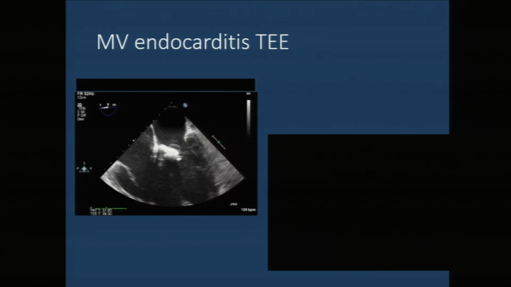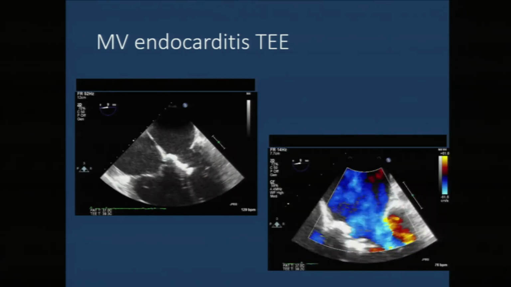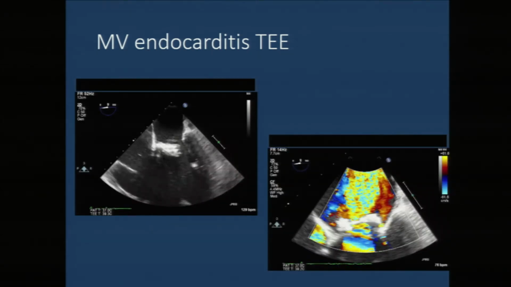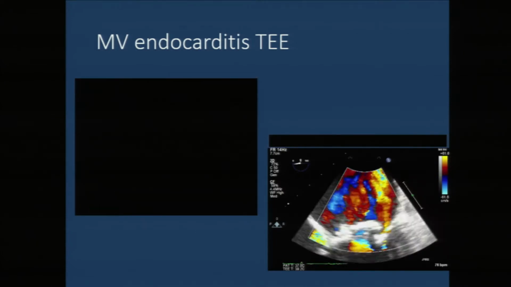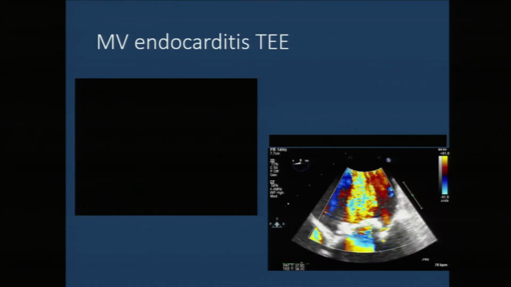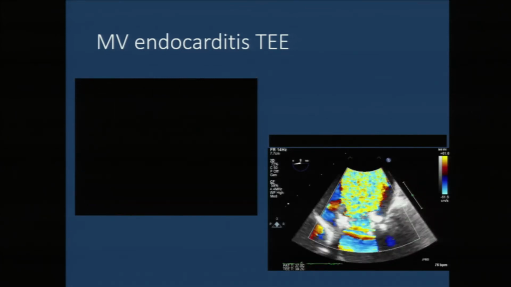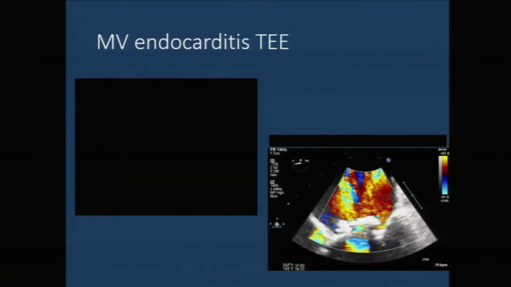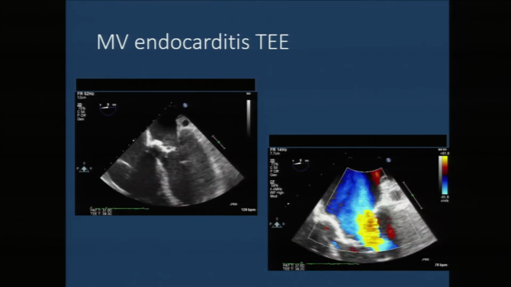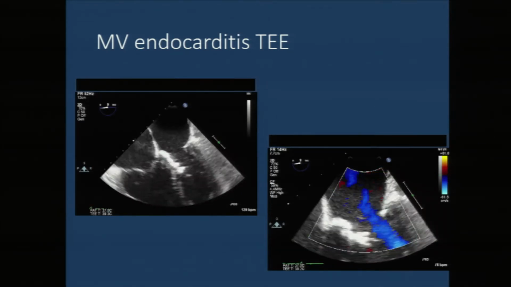This is the TEE on the same patient, and you can see this beautiful bulky vegetation. And I want you to see this image, and you can see a lot of wide open severe MR. So again, the importance of TEE. You can underestimate and miss jets on transthoracic, which you would pick up on TEE.